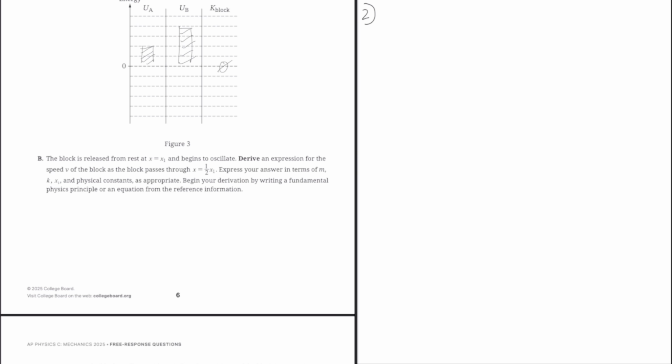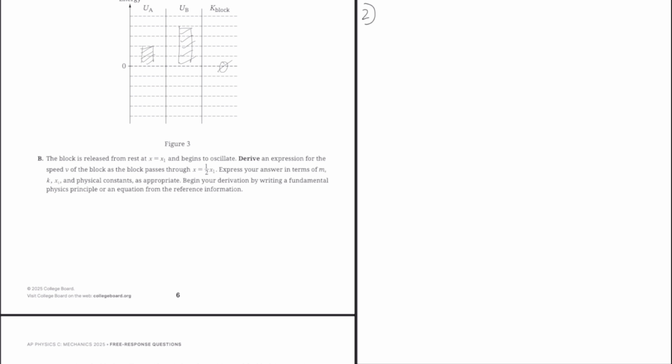Now part B: the block is released from x equals x1 and begins to oscillate. Derive an expression for the speed v of the block as the block passes through x equals 1/2 x1. Express your answers in terms of m, k, x1, and physical constants as appropriate. Begin your derivation by writing a fundamental physics principle or equation from the reference information.